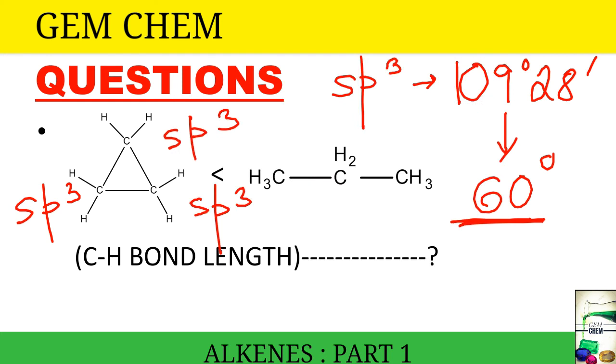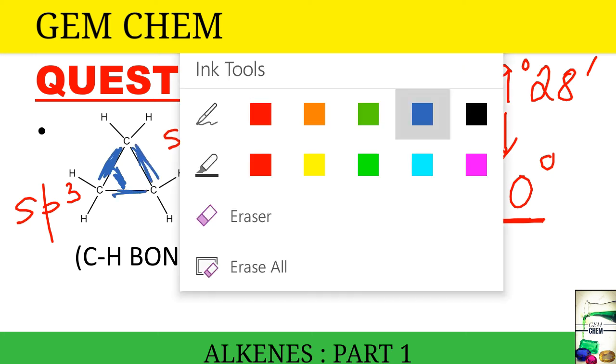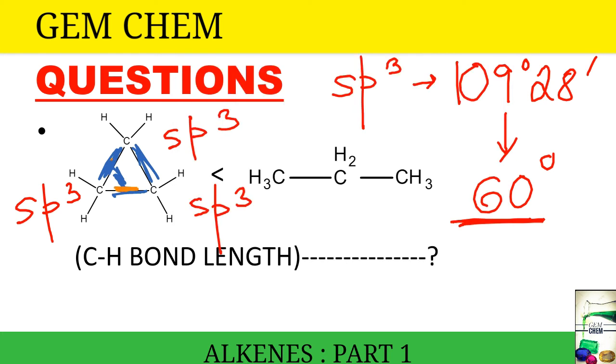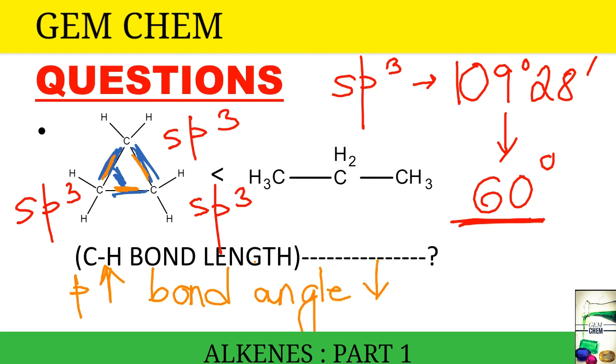So for which bond is the angle being talked of? It is the carbon-carbon bond. So these carbon-carbon bonds will have more p character, right? So these carbon-carbon bonds will have more p character. So as p character increases, the bond angle decreases, right? So as bond angle decreases, here the 60 degree will be obtained.